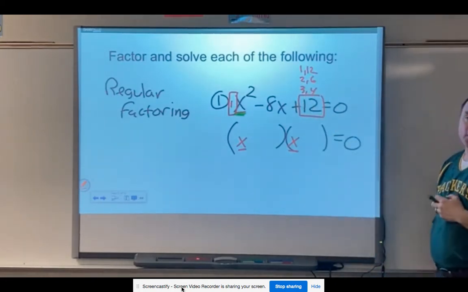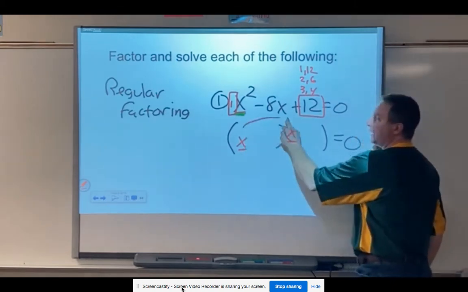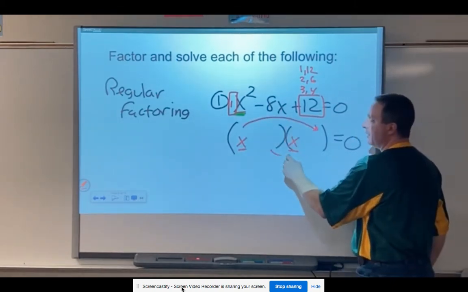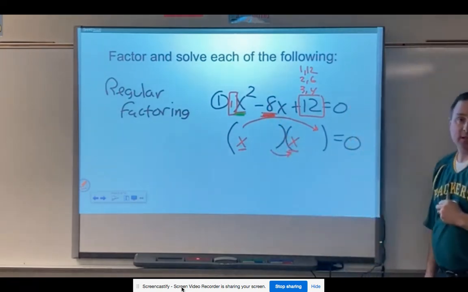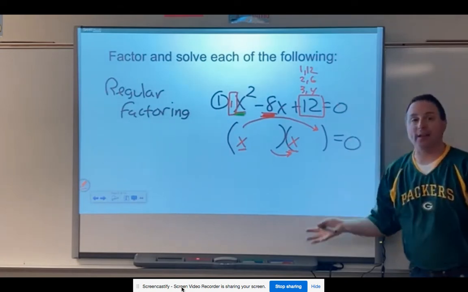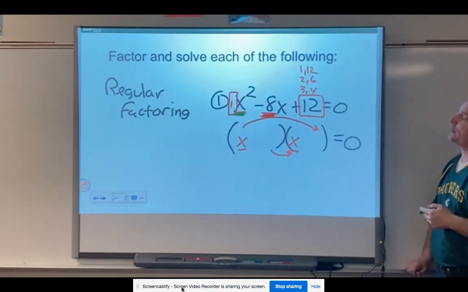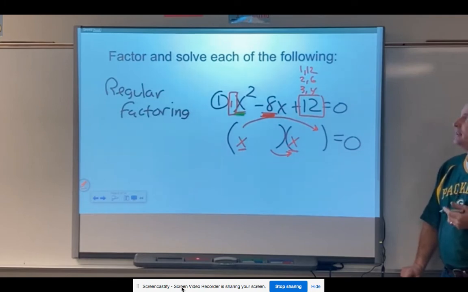We need to choose one of those pairs so that when I do my foiling, when I multiply these together, I end up getting a negative 8x. Okay? And so, I don't know, some of this is trial and error, guess and test, and some of you might be able to see it. If you take a second to look at it there, which one of those, if I put them in there and I foil, I get a negative 8?